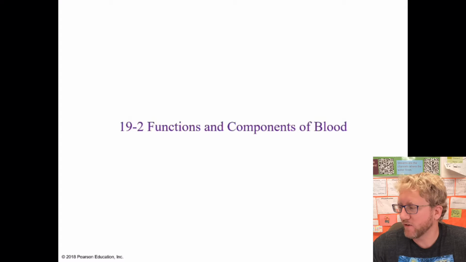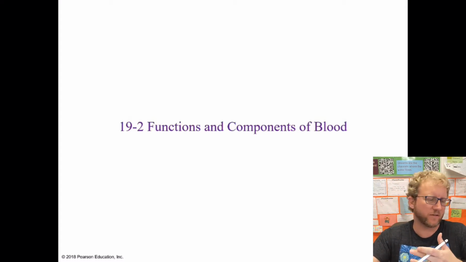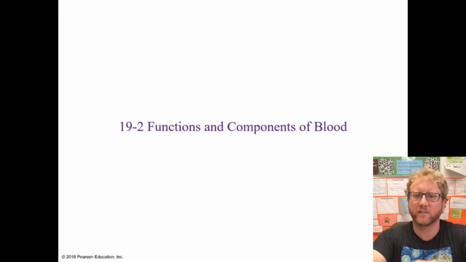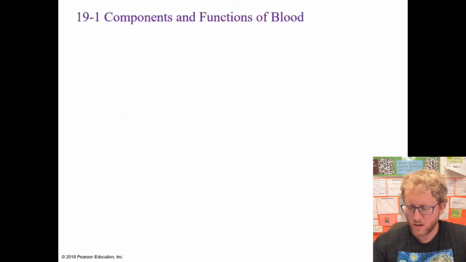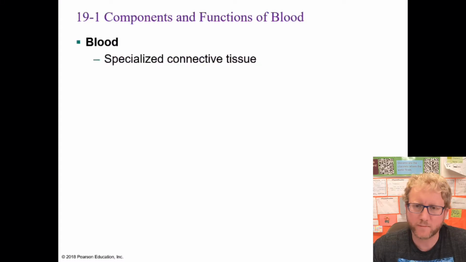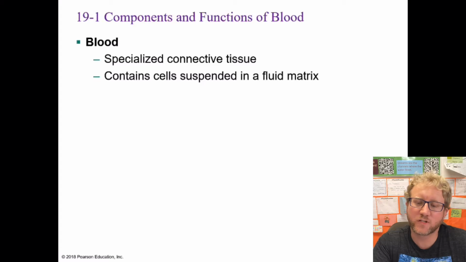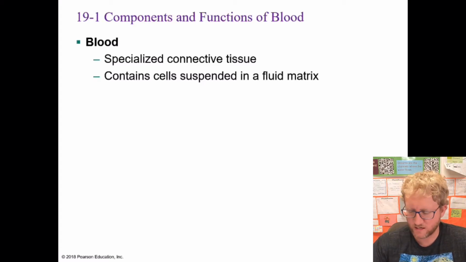And so we'll talk about the functions of blood, and we'll talk about the components of blood. And we'll get into some of the other stuff also, like what makes it a connective tissue and stuff like that. So blood is made up of a bunch of different stuff. It's a very specialized connective tissue. All the cells are suspended in a fluid matrix. So that's our extracellular matrix. That's what makes it a connective tissue.